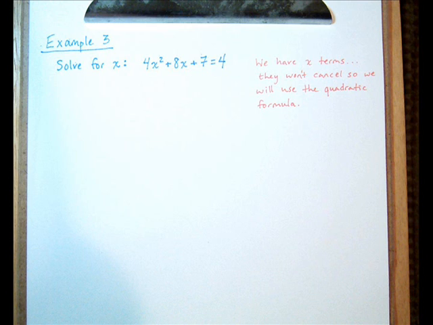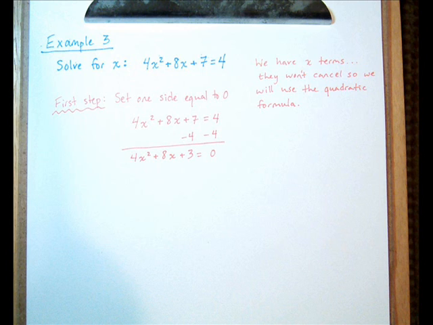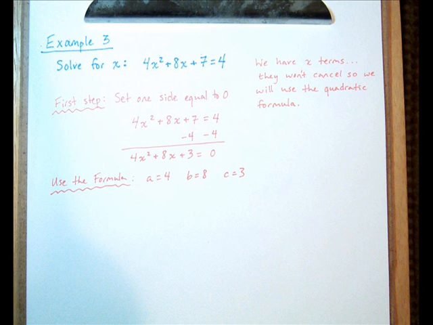To do that, our first step is that one side has to equal 0. Remember, it's got to be in standard form, and one side of the equation must equal 0. So to get the right side equal to 0, I'm going to take away 4 from both sides. And when I do that, I'm left with 4x squared plus 8x plus 3 equals 0. Now it's in standard form. The right side is equal to 0, so I can use the formula. Notice I have the x squared term written first, then the x term, and then the constant term, which is just a number by itself at the end.